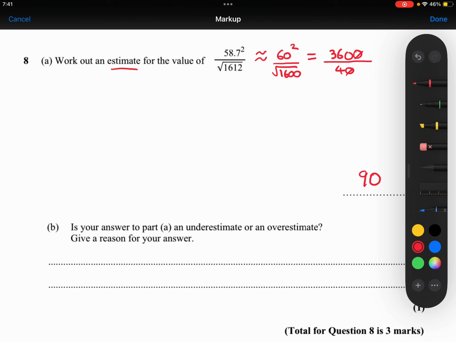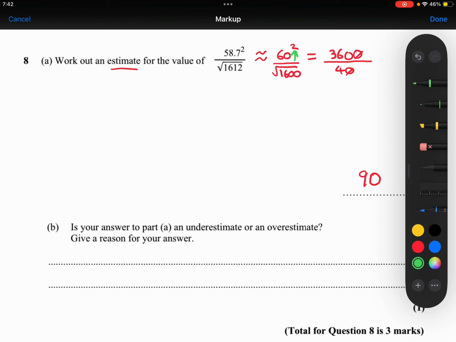For part B, I need to state whether this is an underestimate or an overestimate, and I need to give a reason for my answer. So let's look at what we did to the numbers when we estimated them. I made the 58.7 bigger to become 60. So I've got a bigger number on the numerator.